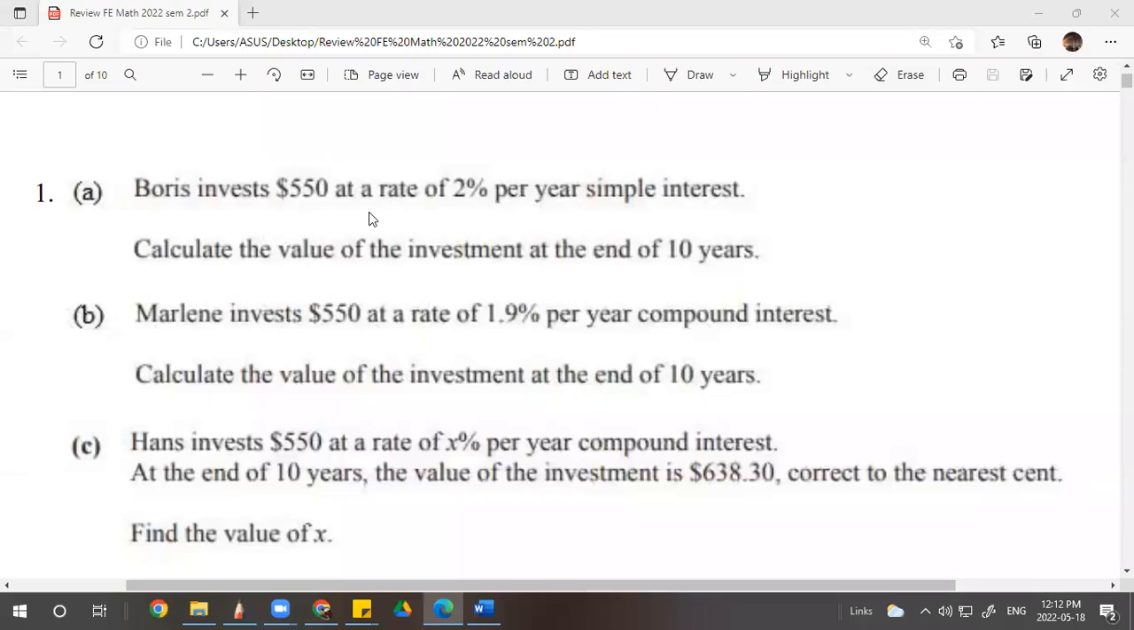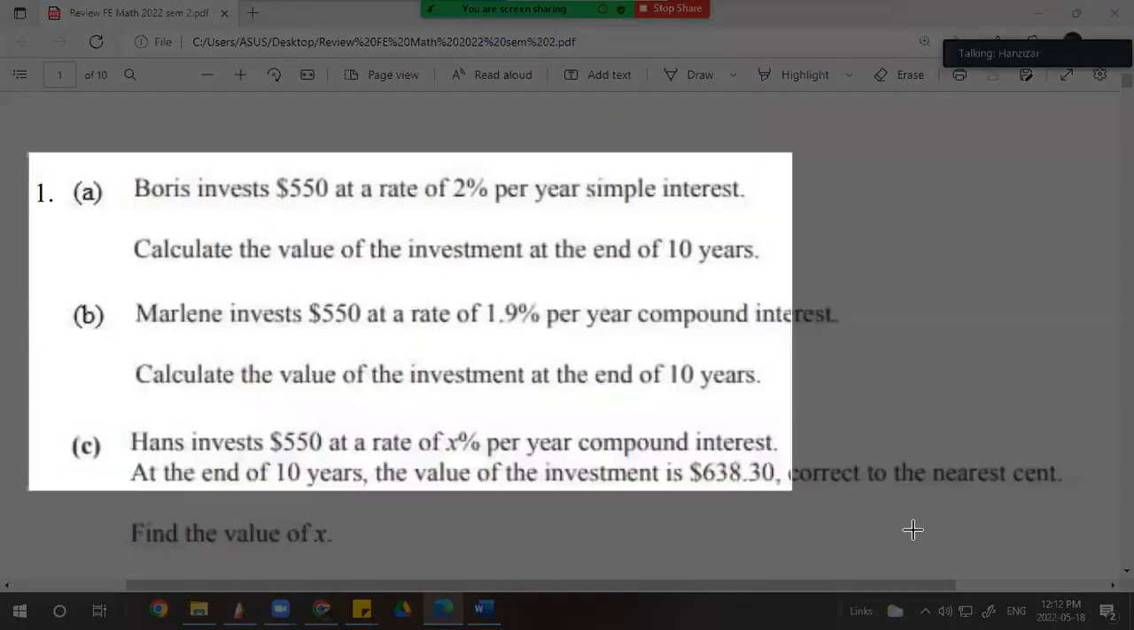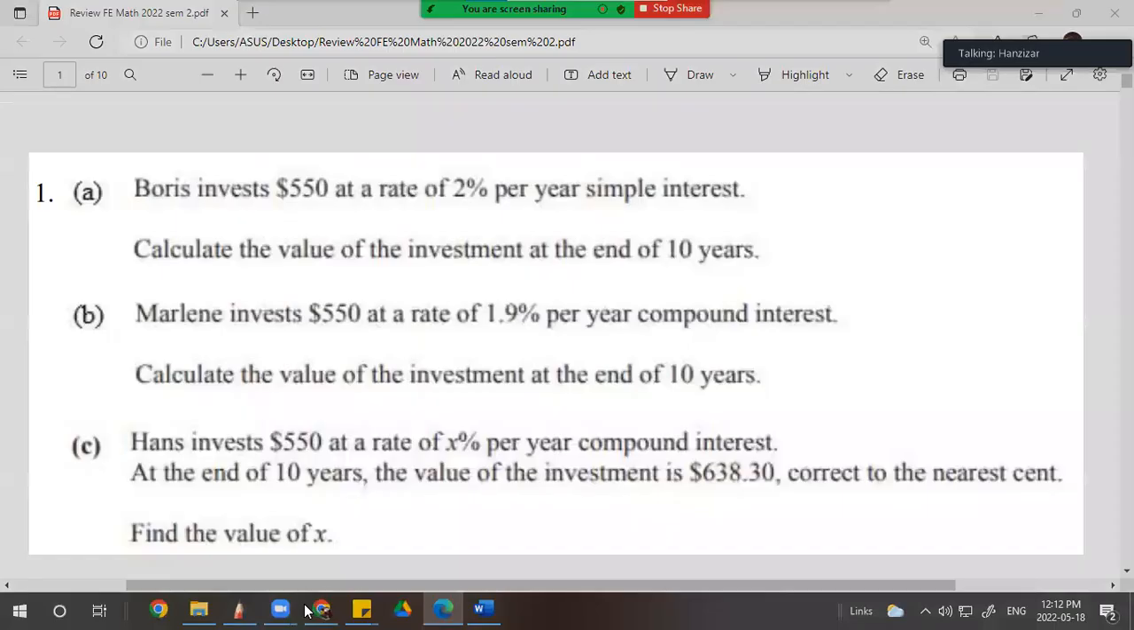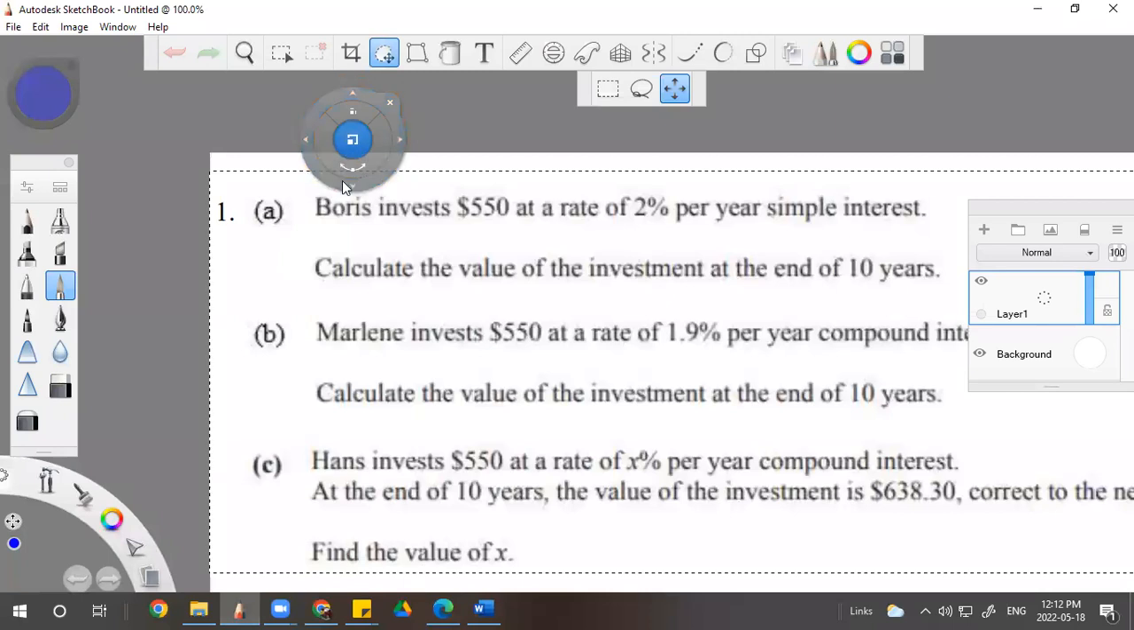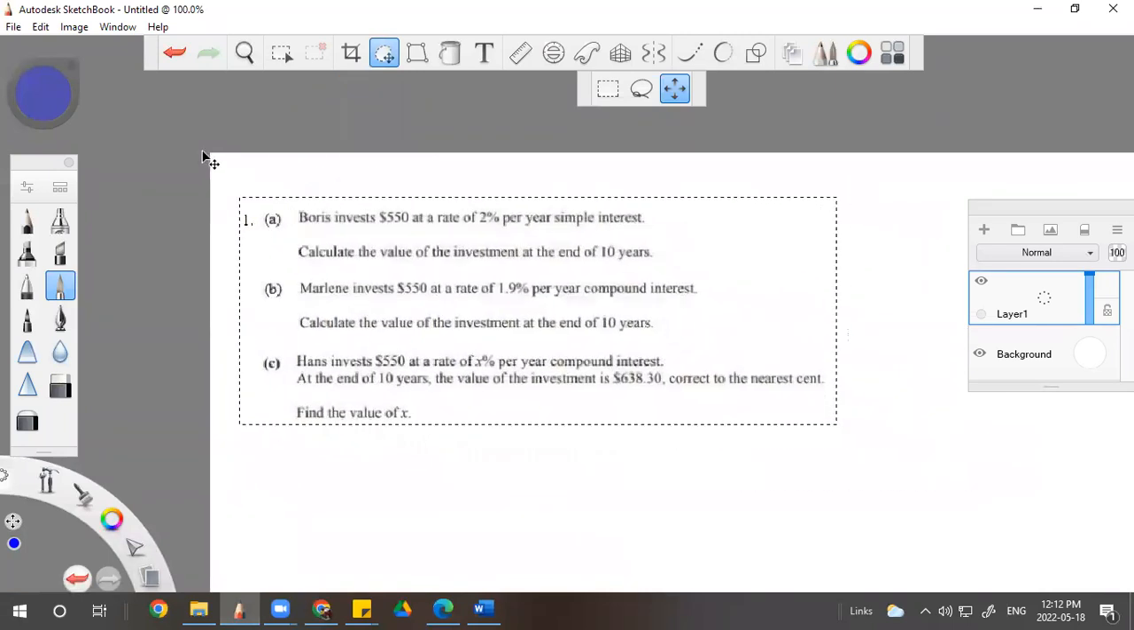So guys, this is the revision and we will discuss almost everything for today. So I will print screen this question and copy paste it to Microsoft Word. So let's try to do this.